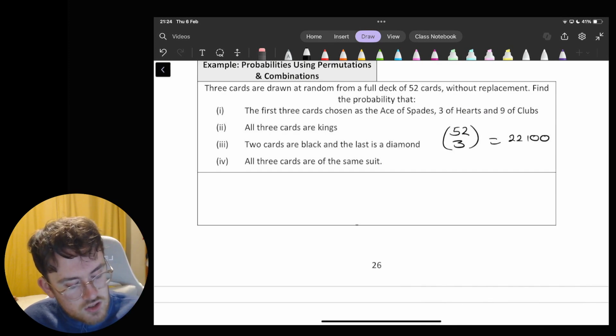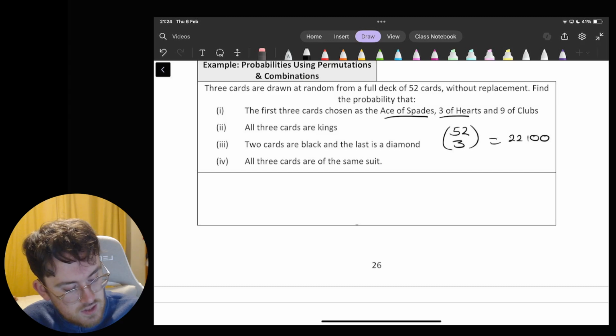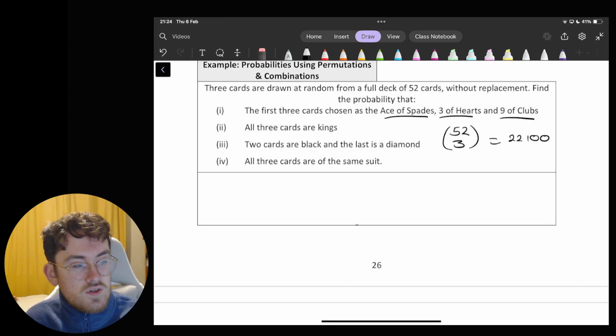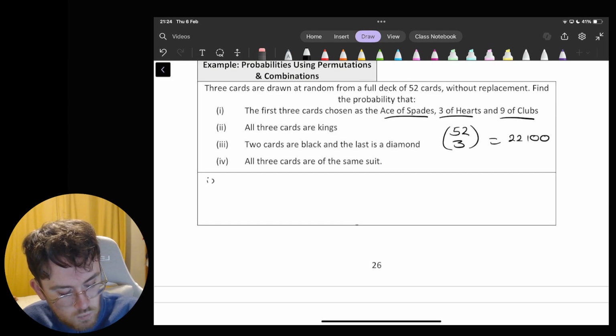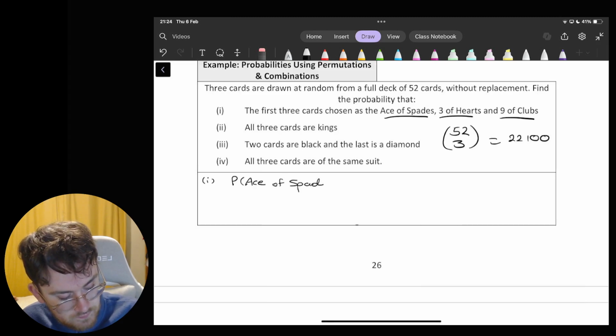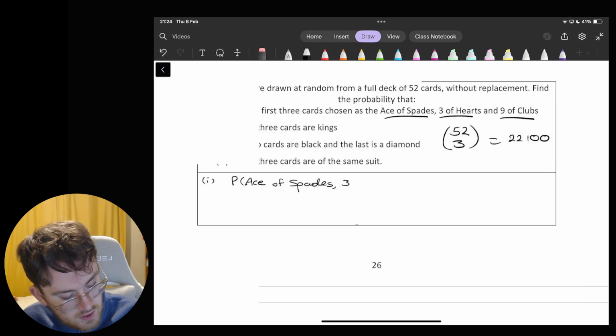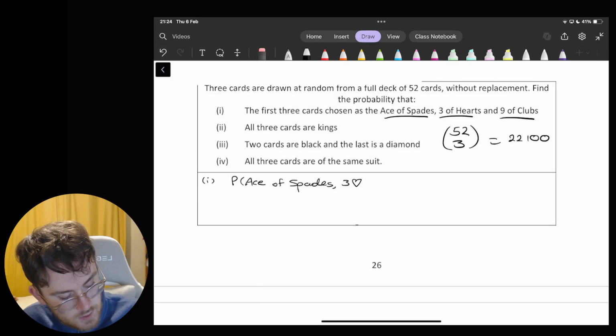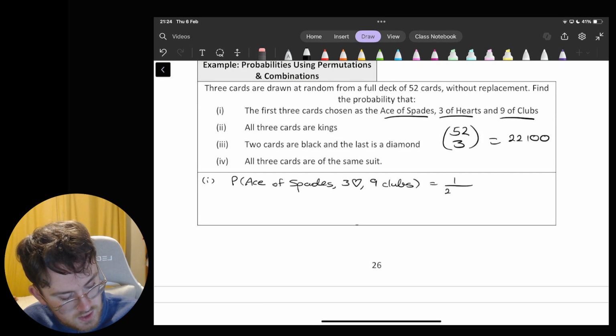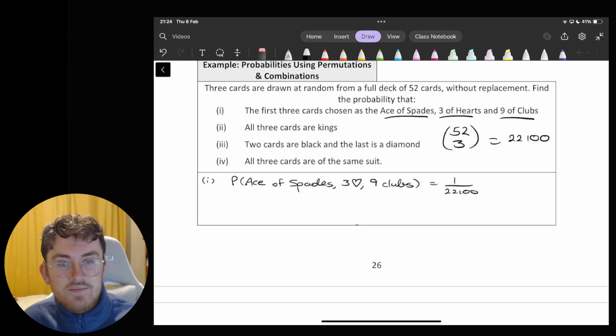The first 3 cards chosen being Ace of Spades, 3 of Hearts, and 9 of Clubs. That's one specific case. So the probability of getting this Ace of Spades, 3 of Hearts, and 9 of Clubs is a 1 in 22,100 chance.